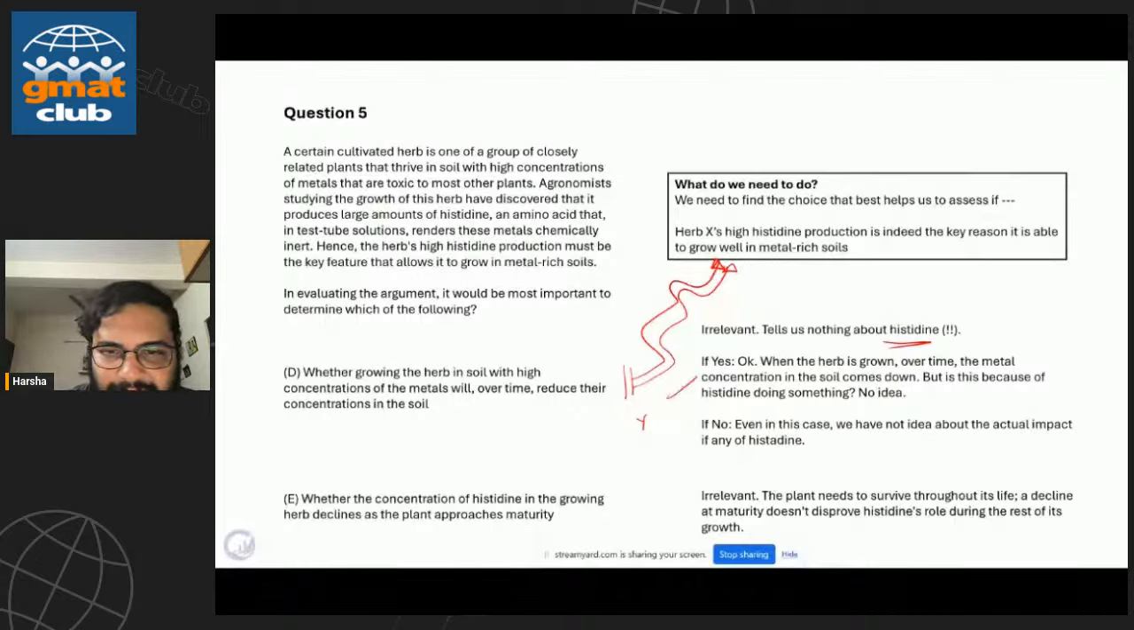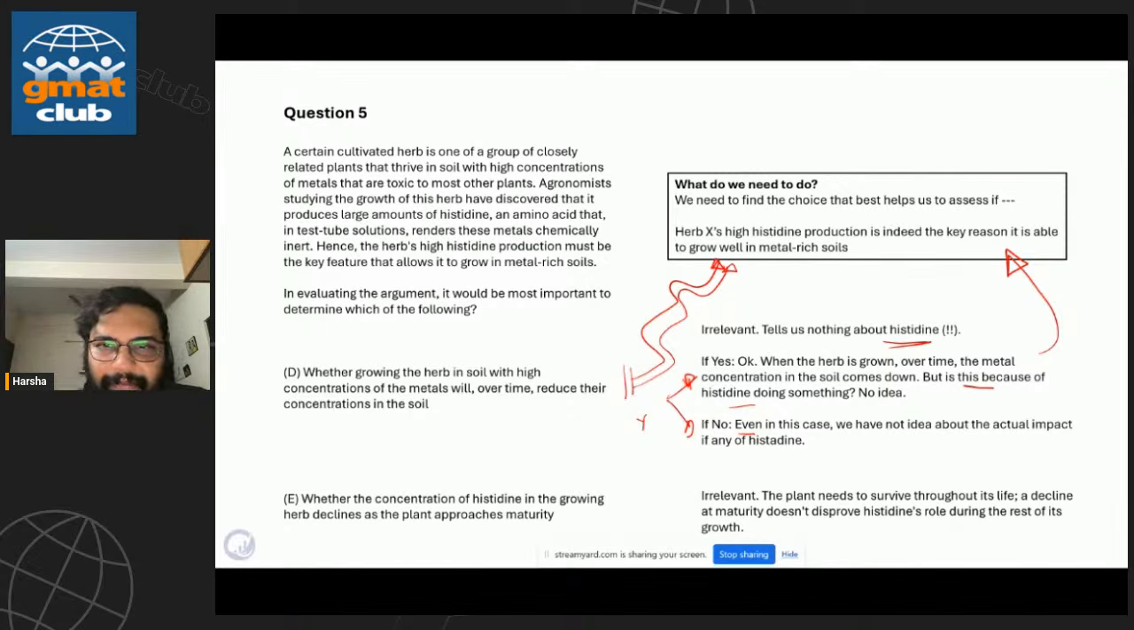And also I showed you the variance test here just in case, because I do know that this is a trap choice. If you say yes to this question, yes, growing the herb in soil with high concentrations will over time reduce that concentration in the soil. So when the herb is grown, clearly that plant is doing something to the metals in the soil. Somehow when you're growing that plant, the metal level is coming down in the soil over a period of time. But is it because of histidine? And we don't know. It's anybody's guess. If it's not because of histidine, how can we say? It doesn't really tell us anything to support this idea, or the other way as well. And even if the answer is no, we have no idea about the actual impact of histidine.